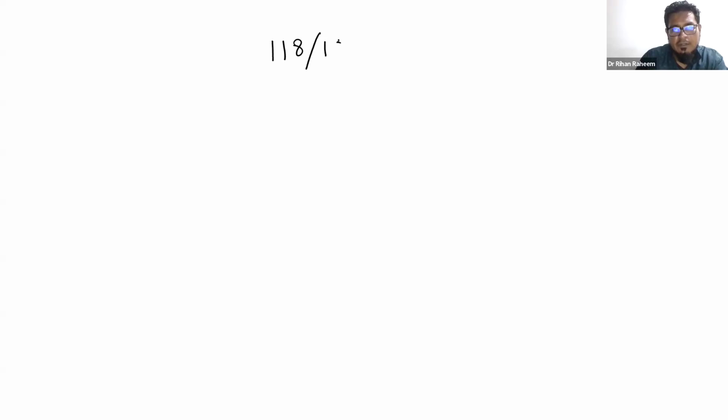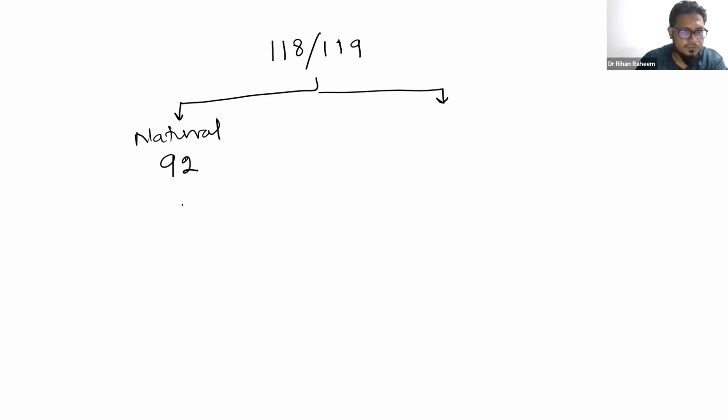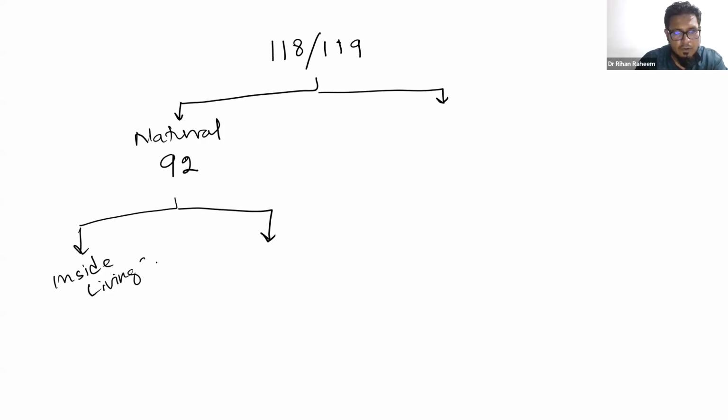118 to 119 elements are there. Out of that, natural ones, there are 92. Out of the natural ones, inside living organisms, we have only 25. Outside, that is in the sand, soil, and dissolved in the water, we have the other remaining, 92 minus 25, around 67.